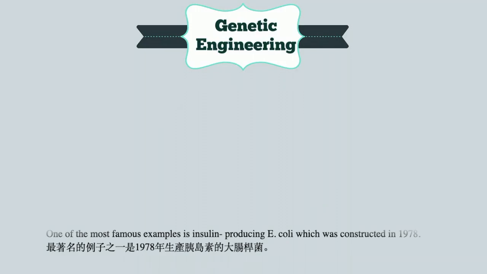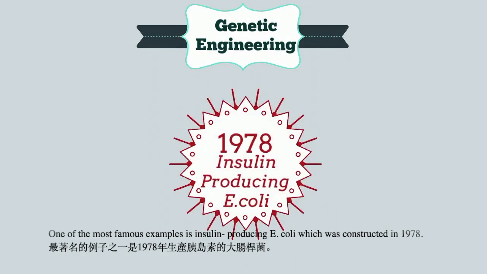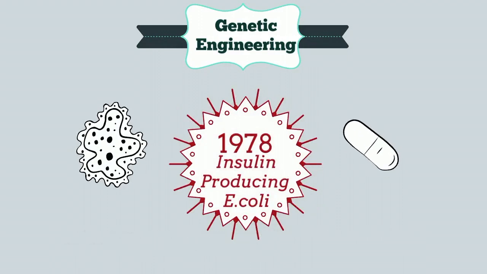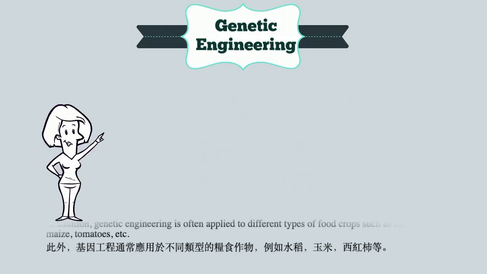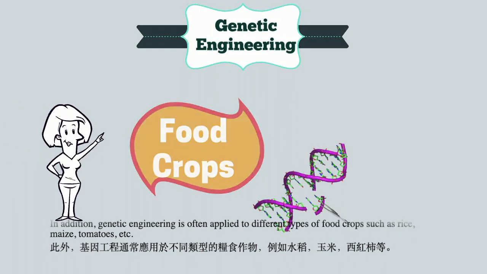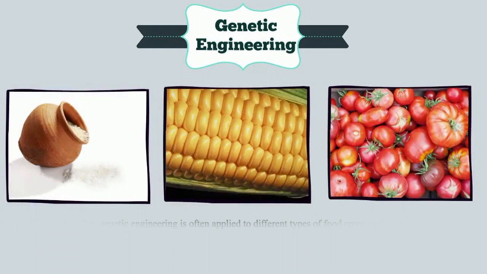One of the most famous examples is the insulin-producing E. coli, which was constructed in 1978. In addition, genetic engineering is often applied to different types of food crops such as rice, maize, and tomatoes.